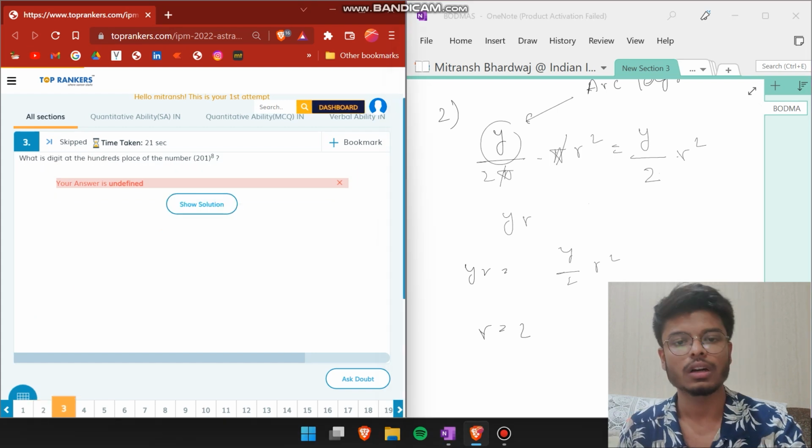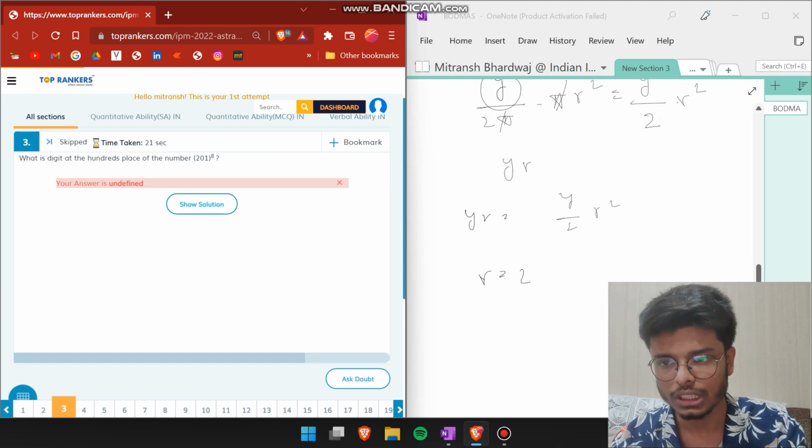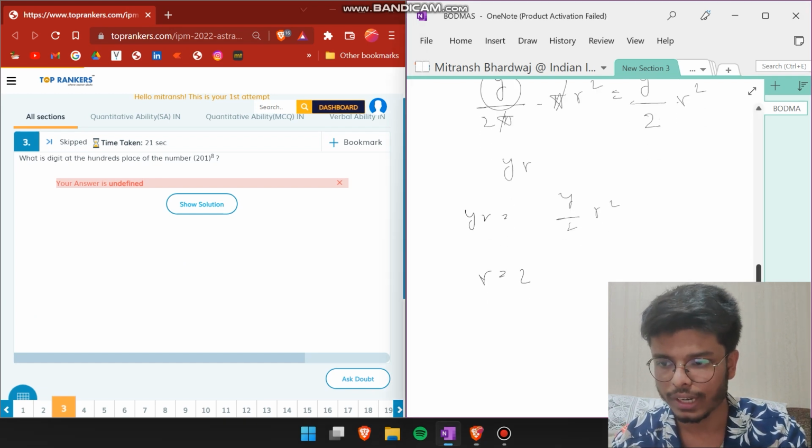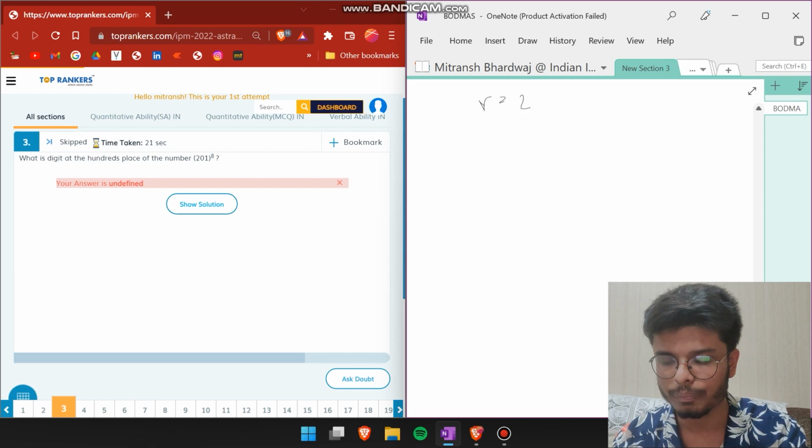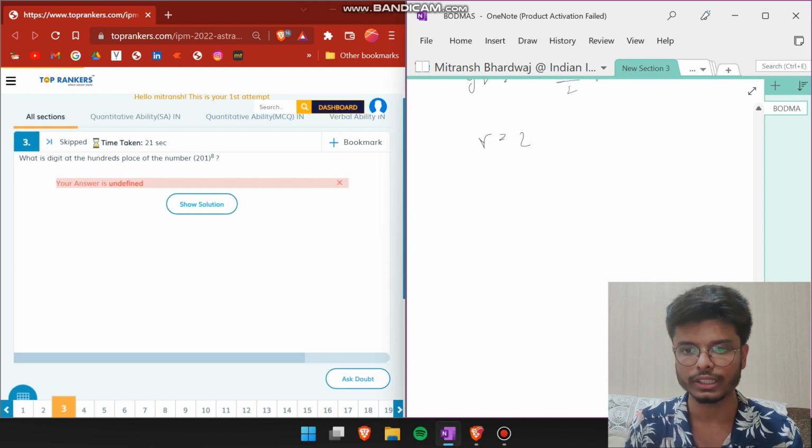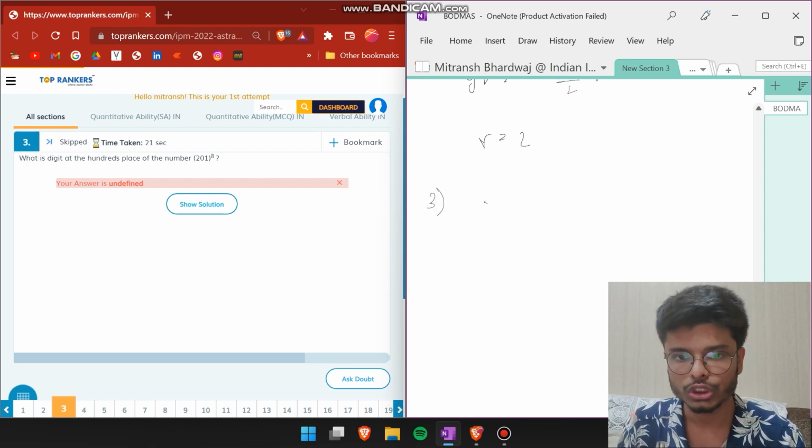Moving on, what is the digit at the units place? These sorts of sums are pretty easy if you can identify them well. For this particular question, you can use the binomial theorem. So you get 200 plus 1 whole to the power 8.